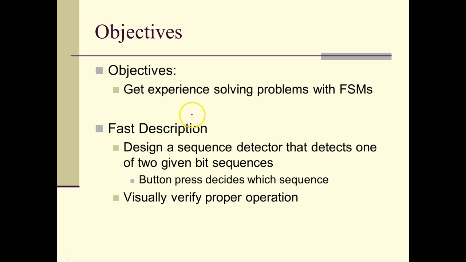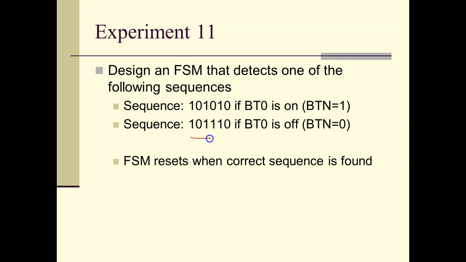problems. And so what we're going to do here is design a sequence detector that detects one of two given bit sequences. Now the issue is which sequence it's going to detect is chosen by a button press. In this experiment, the only thing you need to do is verify this visually. These are the two sequences that you need to detect here, and which one it's going to detect is based on this button press. Now, one of the things you want to note is these sequences are exactly the same, except for that one bit location.